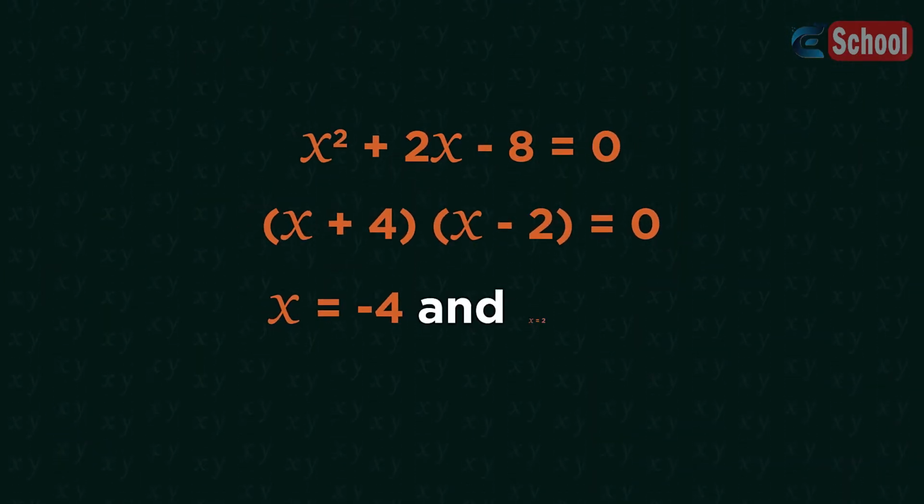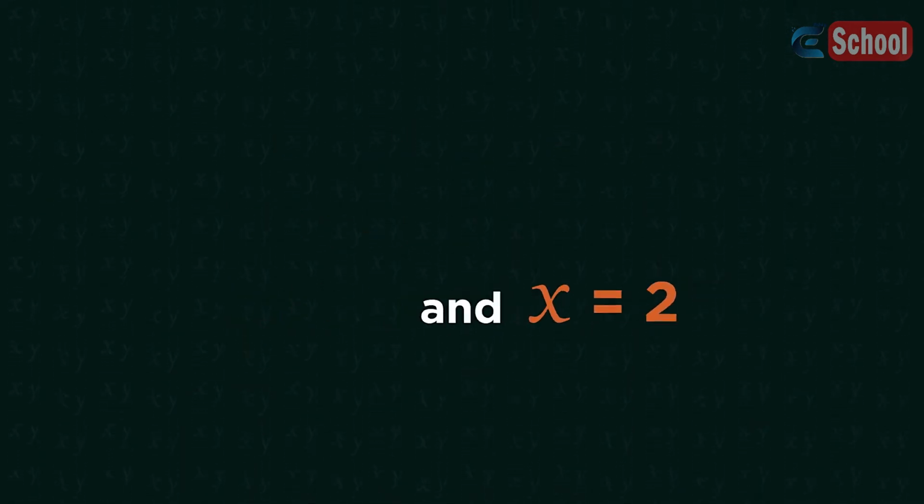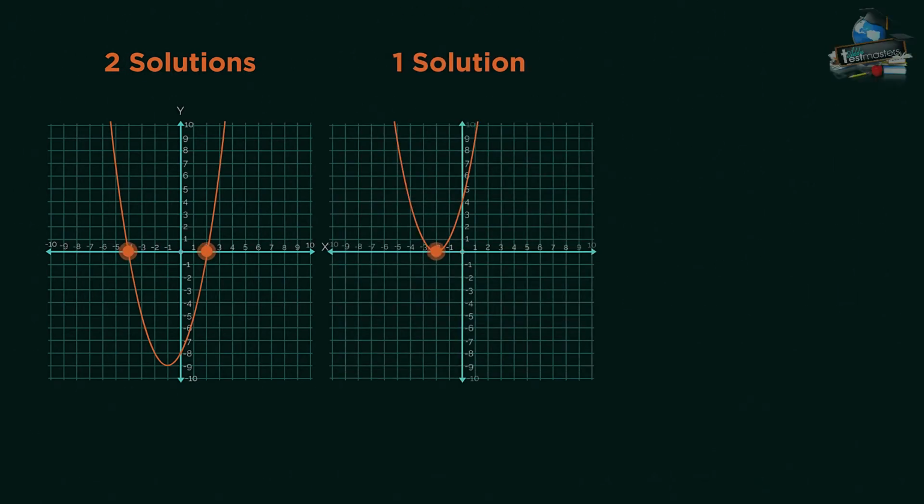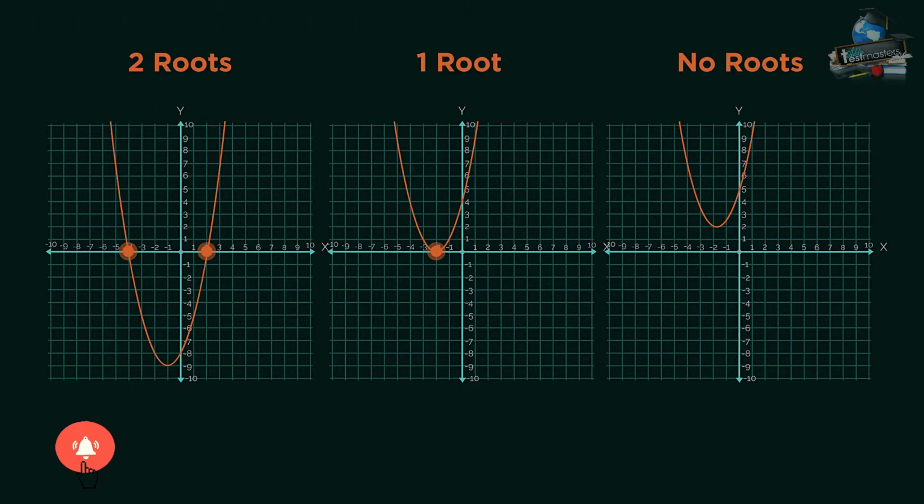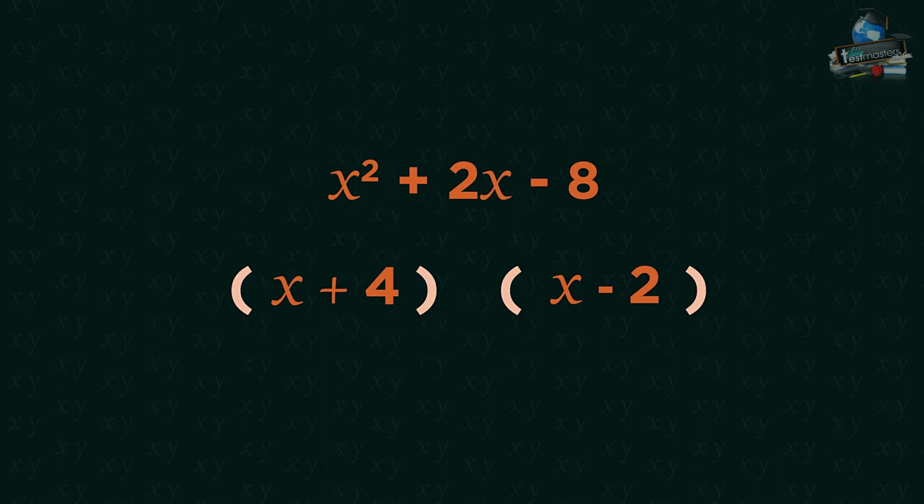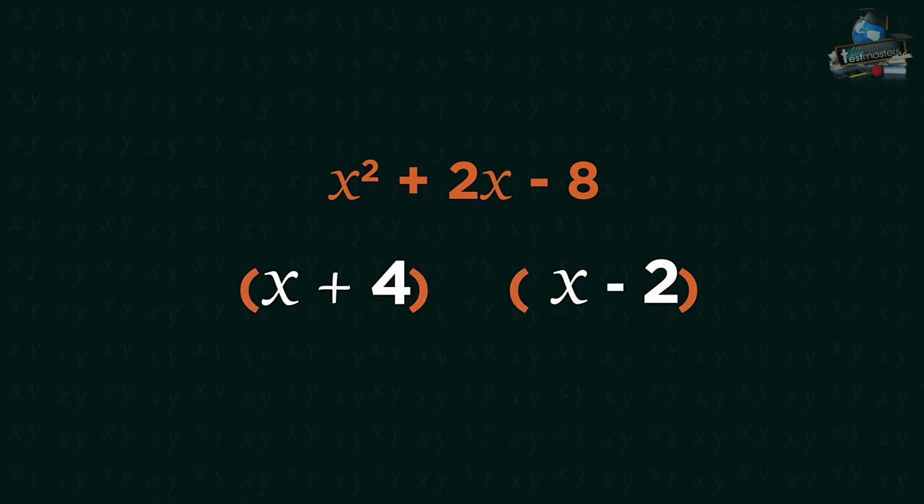Solving just means to find values of x that satisfy the quadratic. Usually there will be two solutions, but sometimes there is just one, and sometimes there are no solutions. The solutions are also known as roots. When we factorise, we usually end up with two brackets. This is going to give us two roots.